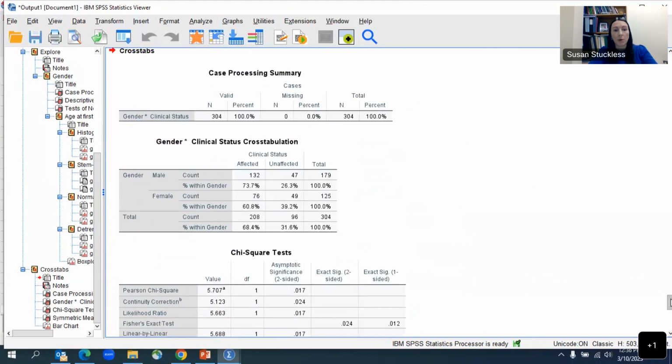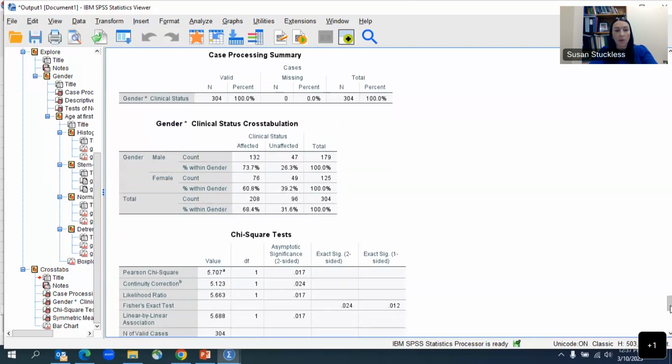So this is where we go back up to our table, and I have it set up as a row percentage. If I look across from males, I have 132 affected, 47 unaffected. That means 73% versus 26%. And if you look at females, it's 61% versus 39% affected versus unaffected.